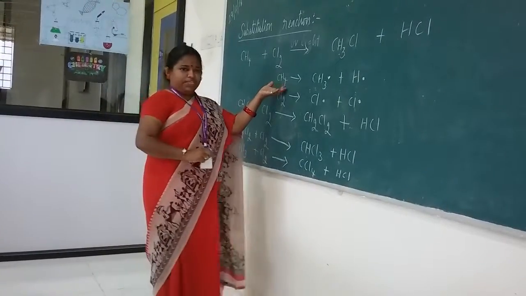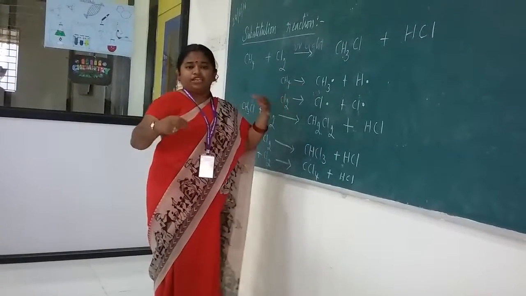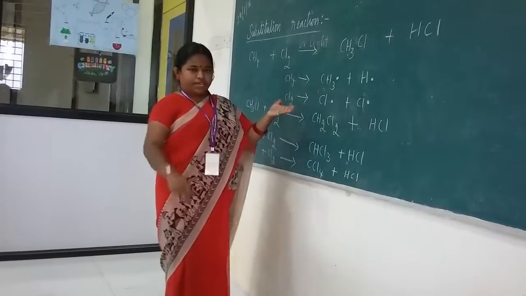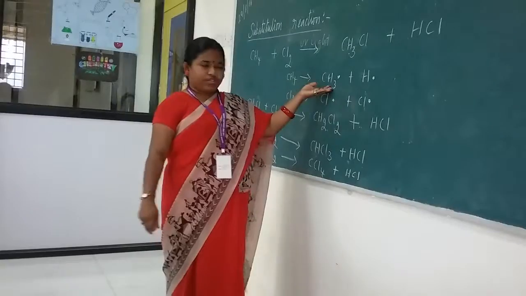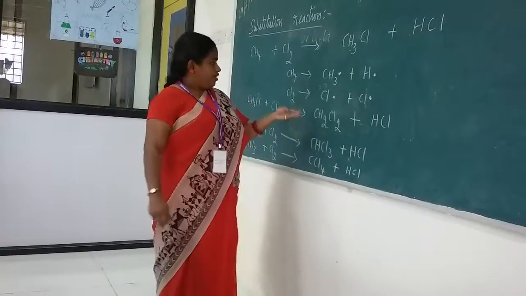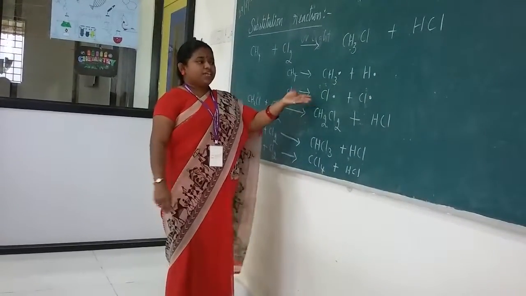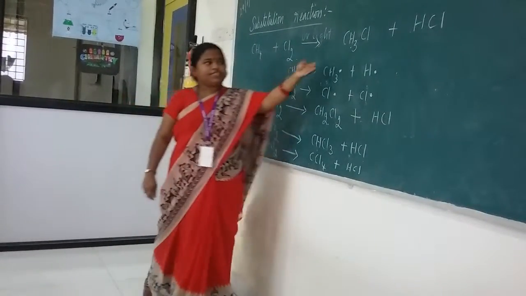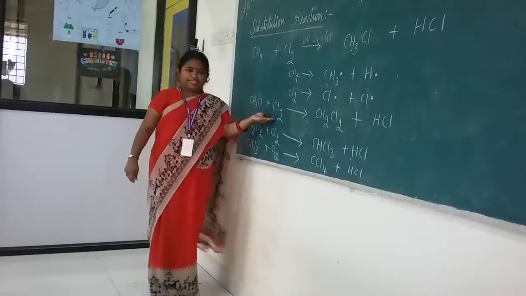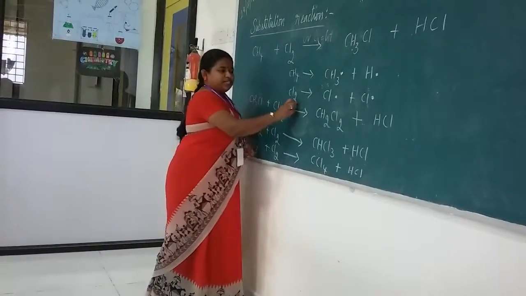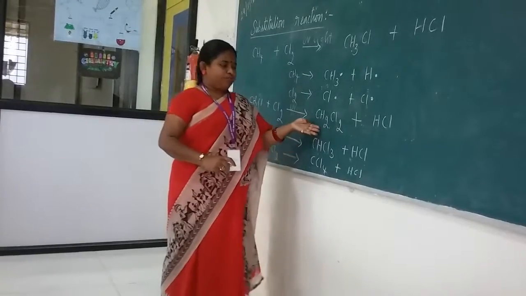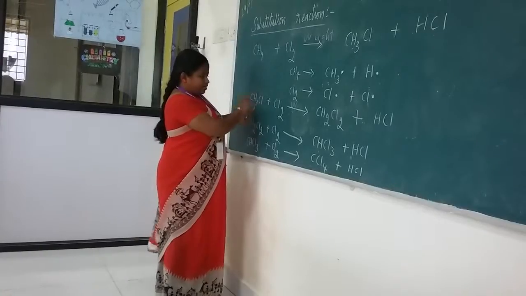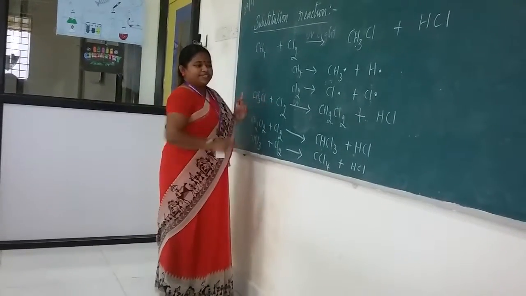So if you take methane, you can say it is a radical substitution also. When methane dissociates, you are getting two radicals, CH3 and a hydrogen radical. And when Cl2 dissociates, you are getting two Cl radicals, right? So when this compound is again treated with Cl2 under UV light, you are getting dichloromethane. Here you can see one hydrogen and another hydrogen replaced by Cl.